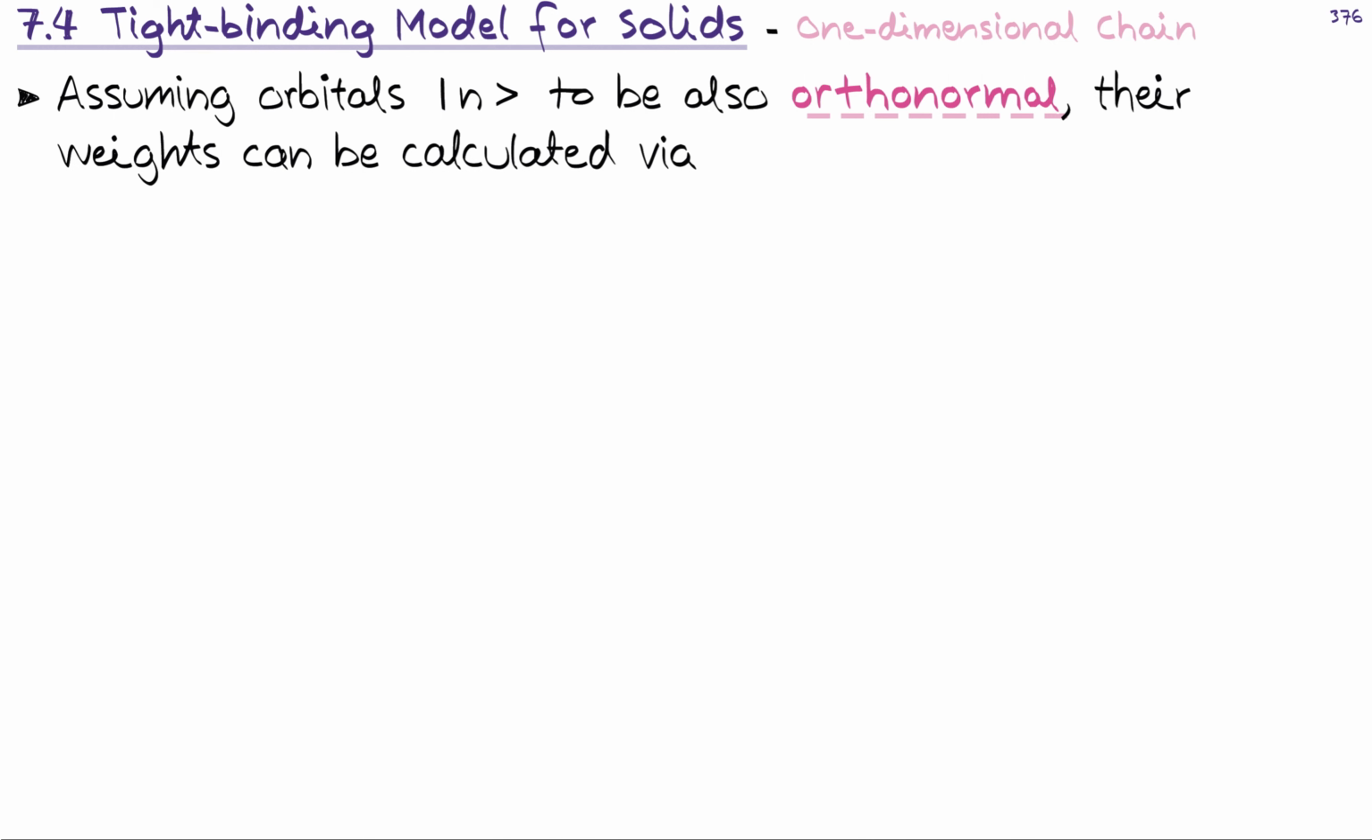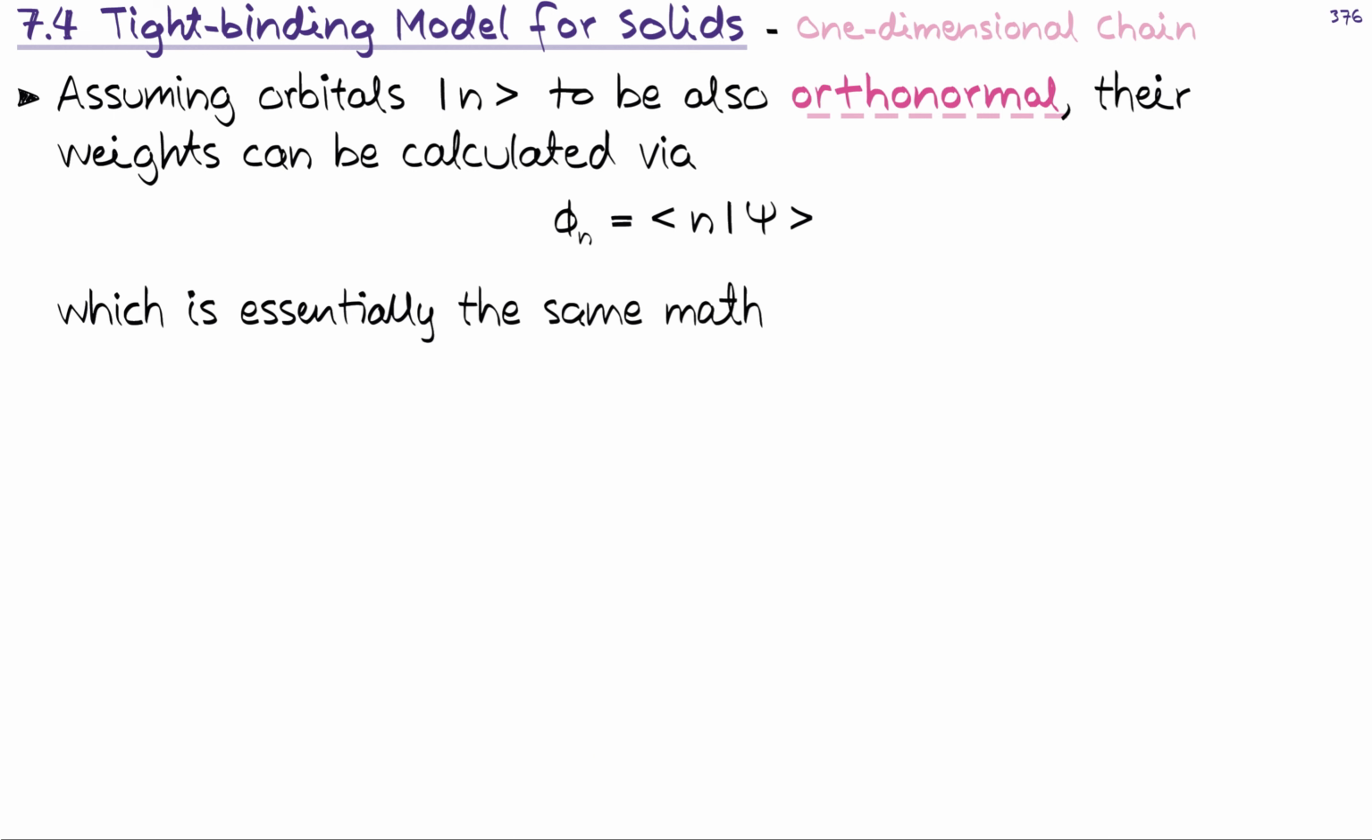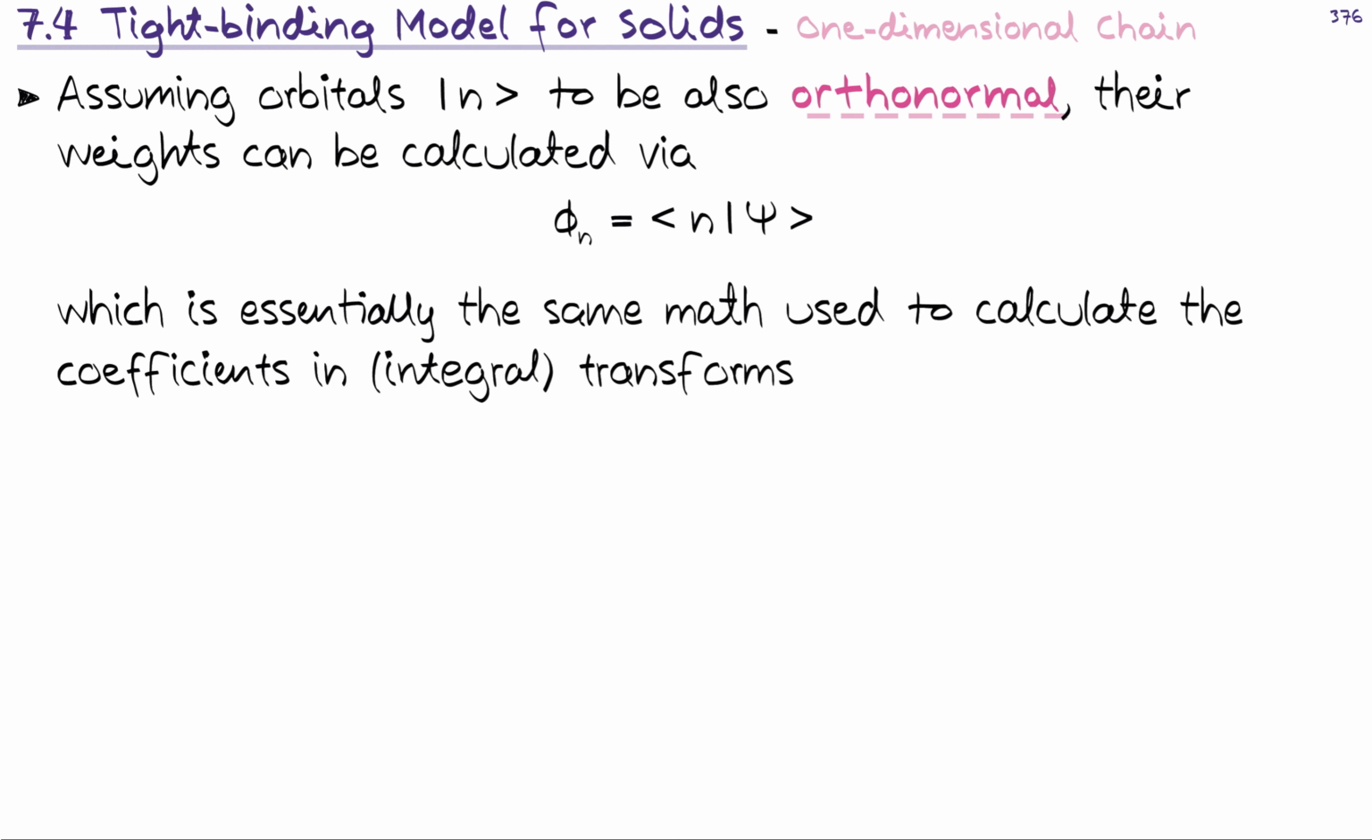We don't do this normalization here, but we just assume that we can do that, and then we can calculate the weights, the probabilities of where the electron state is, using this bracket: a bra of n multiplying the ket of the total wave function psi. And of course, this is essentially the same math we use to calculate the Fourier coefficients in Fourier series or the coefficients in Fourier transforms. So in any integral transform, this is the approach. It could, of course, be turned into an integral.